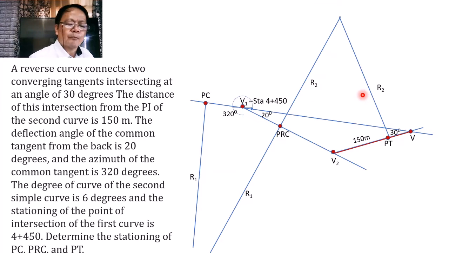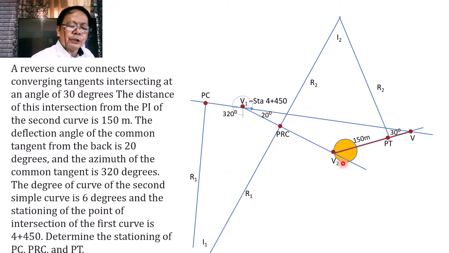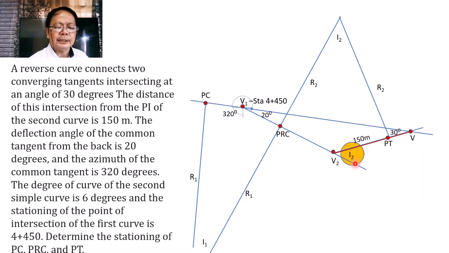Okay, so in order for us to determine our element, let us define that this will be our I sub 1, which is equal to this one. This will be our I sub 2, and I sub 2 will be equal also to this angle. Right? Okay, so let us now try to define that I sub 2, which is actually an unknown quantity here.